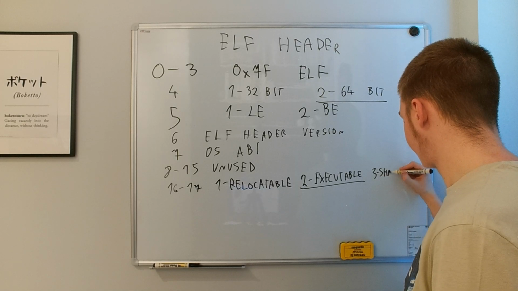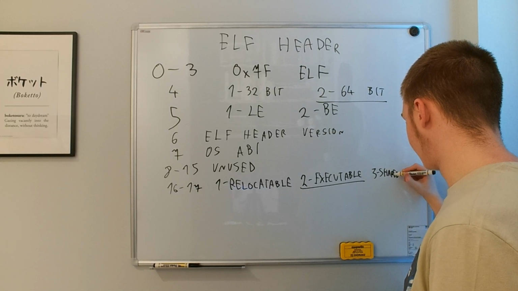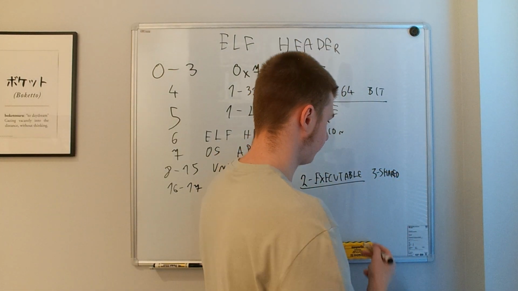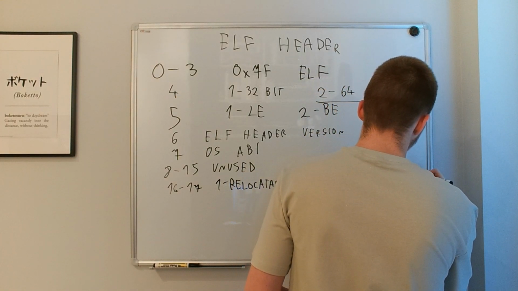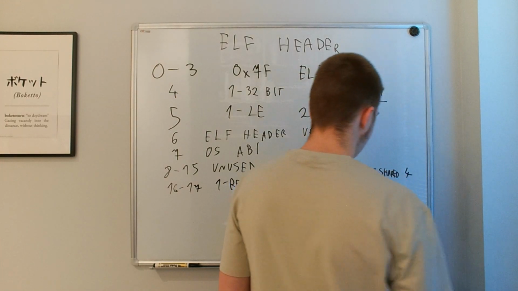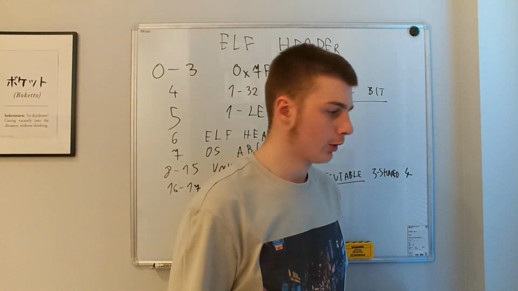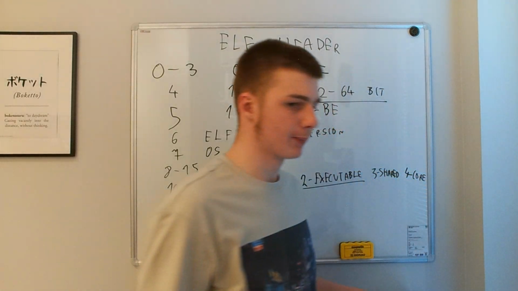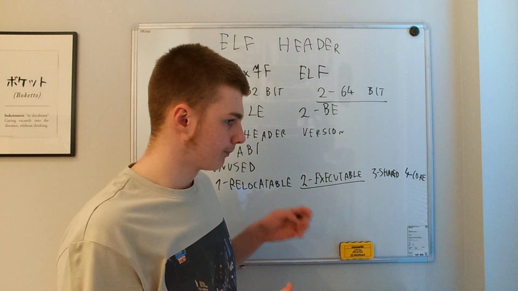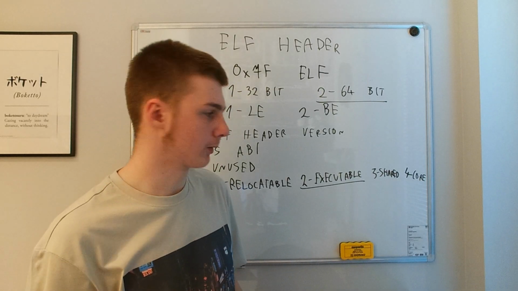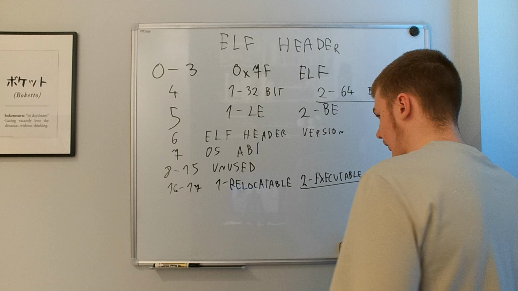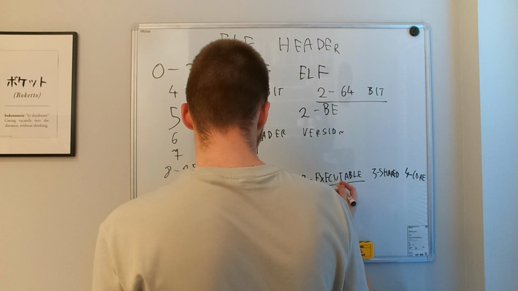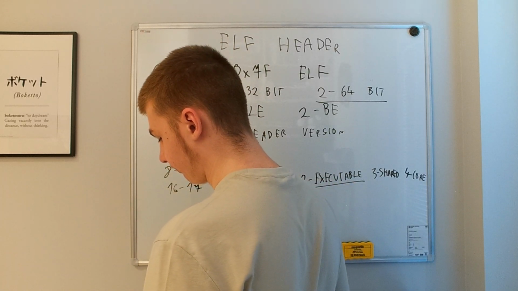3 is a shared library, a shared object. And 4 is a core. If it dumps a core, a sort of save of the program, then that can be stored in ELF, and then this will be 4. Again, we really just want this to be 2.